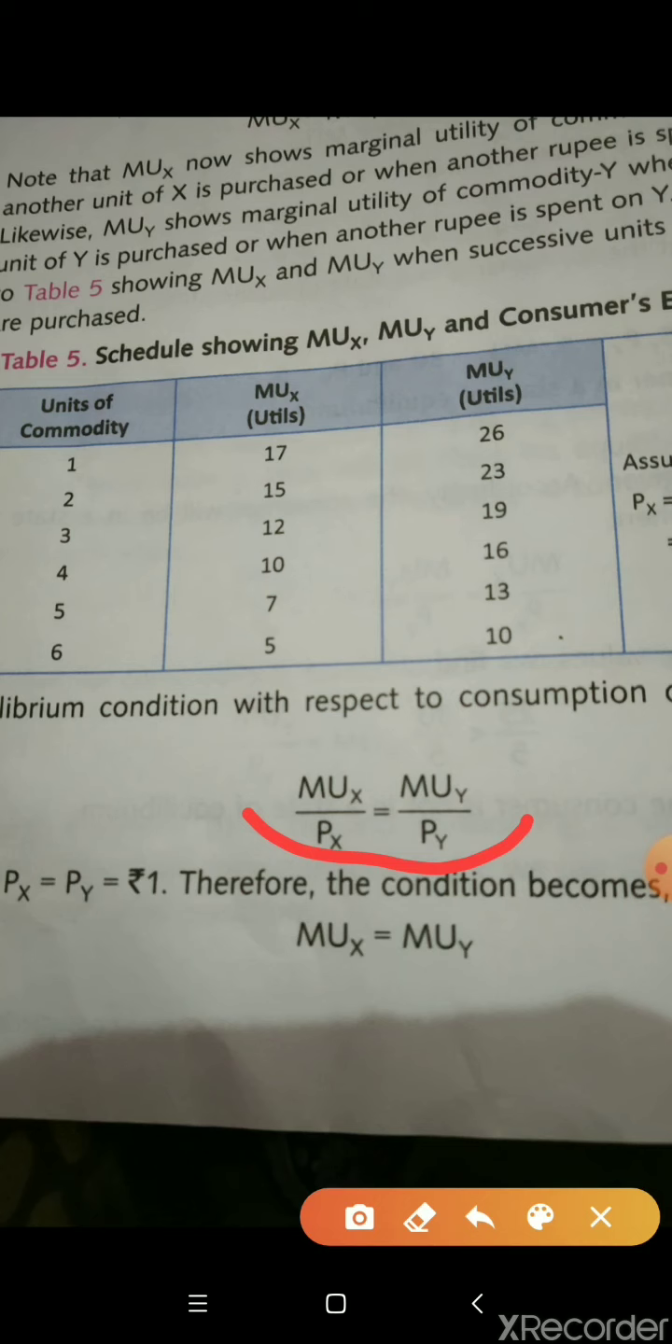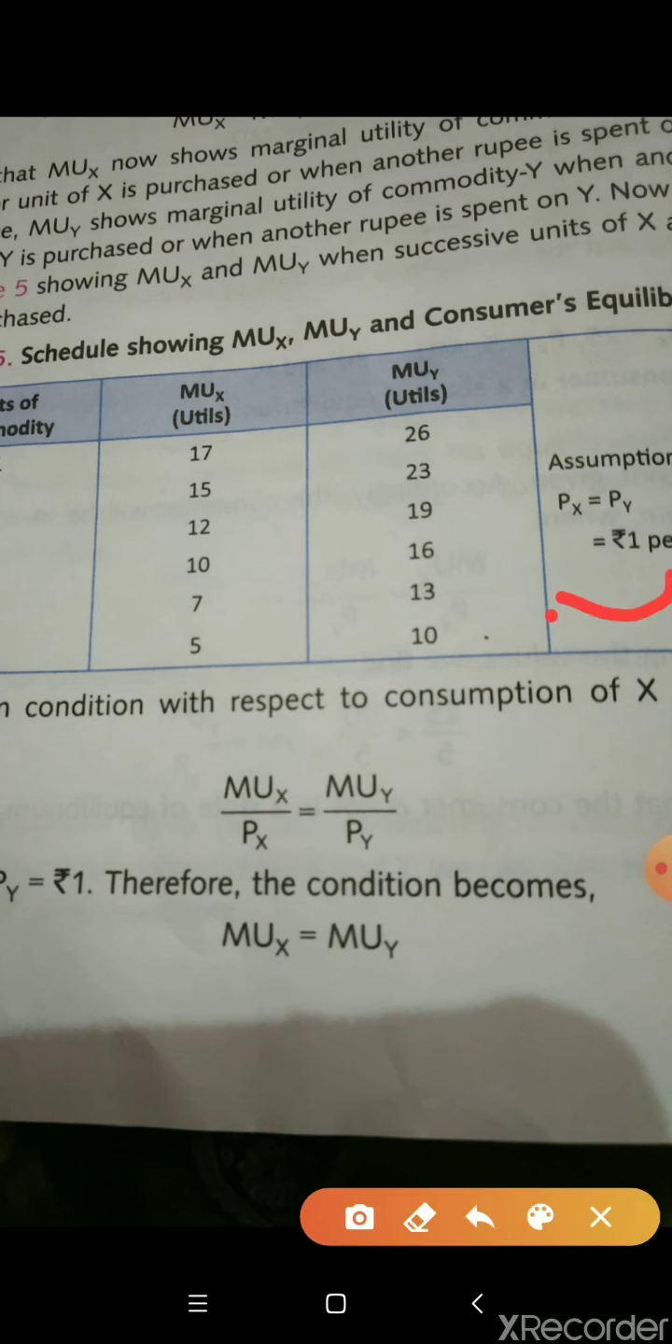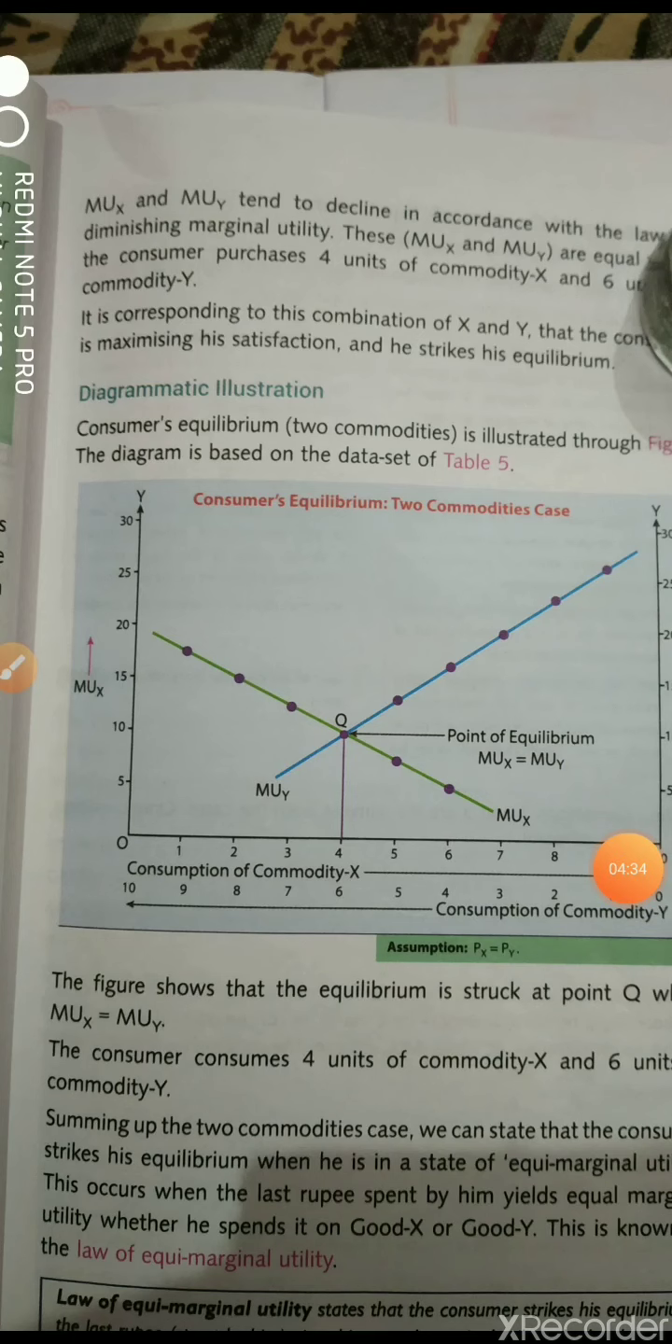Here the price, which is assumed, px upon py is equal to rupees 1. Here rupees 1 per unit is given. So the condition will become marginal utility of x is equal to marginal utility of y. So at what point will they strike? Here the consumer will strike the equilibrium at the point Q.